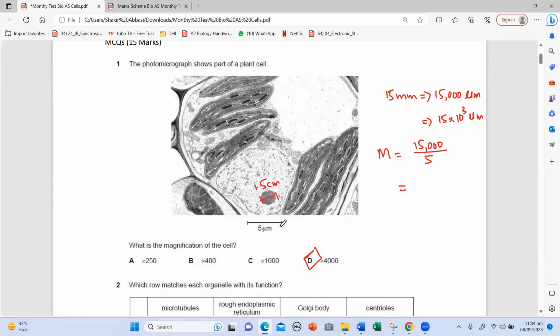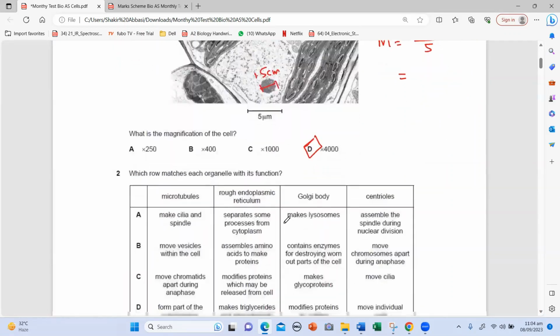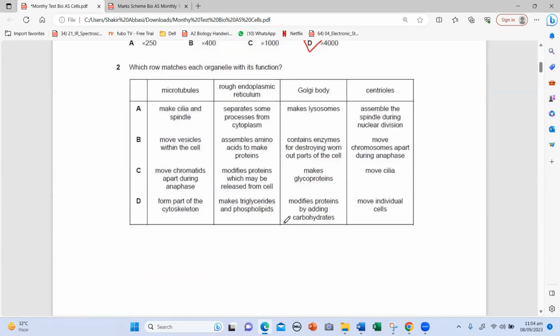This is the scale bar, and the length of this will be measured and converted to micrometer. That will be the image length. And then that will be divided by the actual. So the next question is about the functions of microtubules, RER, Golgi body, and centriole.